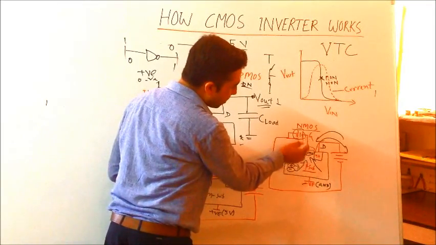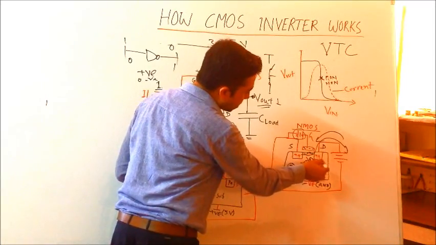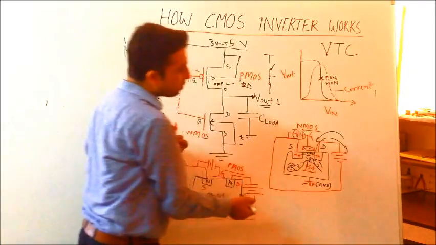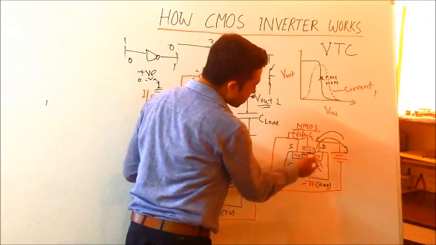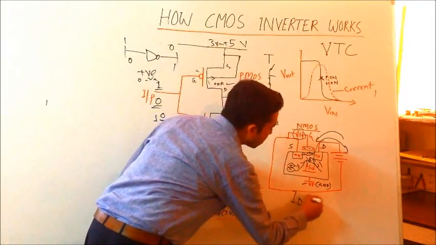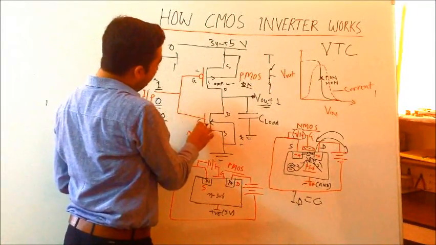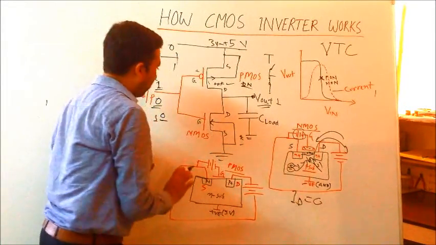Suppose we now apply a negative voltage here. Due to the repulsion, the electrons go to this side, so it is not possible to form the channel. That's why source and drain are disconnected, so the ID current at that time is equal to 0. So when you apply 0, it's off. When you apply 1, it is on.